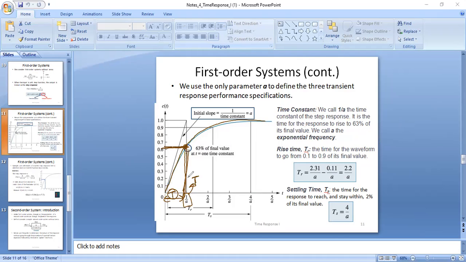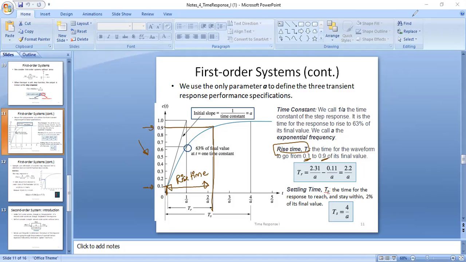Next, the rise time is the time for the waveform to go from 0.1 to 0.9. So this is your 0.1 and this is your 0.9. You drop it here and you drop it here, so this total interval is your rise time. Focus here, because in your exam, he can give you the graph and ask you questions. So this is your rise time.